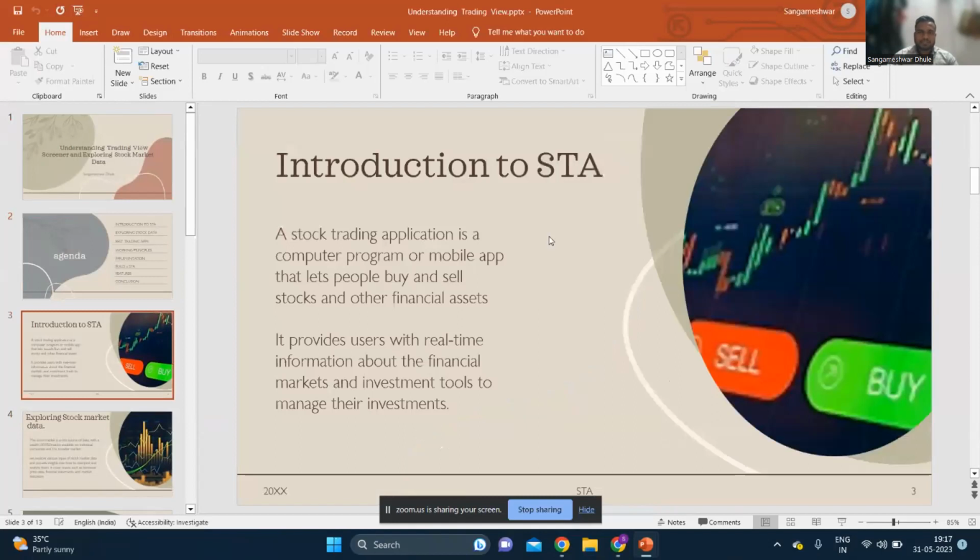Okay, so what is STA? It's a stock trading application. It's nothing but a computer program or an application, we can say, that lets people buy or sell stocks and other financial assets. It provides users with real-time information about the financial markets and investment tools to manage their investment.